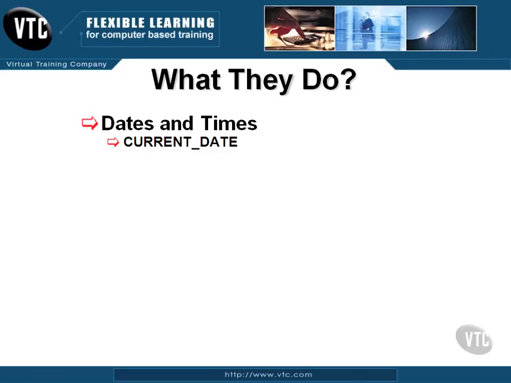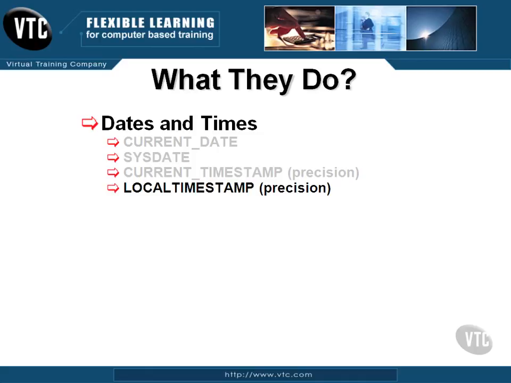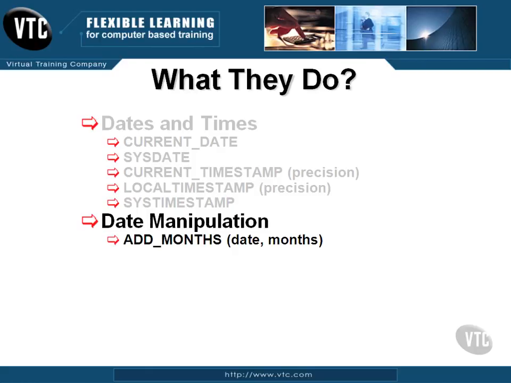Dates and times. Current date: find the current date, the system date within Oracle. Current timestamp: find the current timestamp within Oracle. Local timestamp is to do with time zones. The system timestamp is the same as the sysdate except it has a timestamp on it.